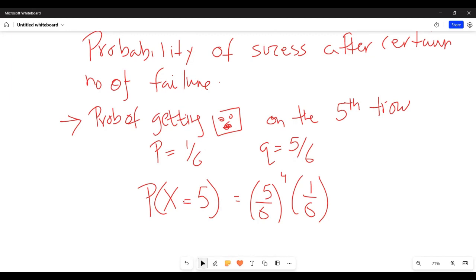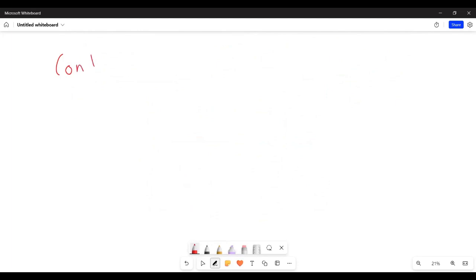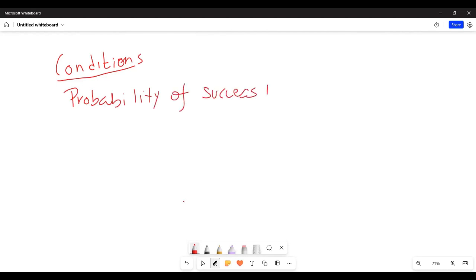There are certain conditions for this to be applied. One of them is that the probability of success is constant, and events are independent, like the throw of a dice.